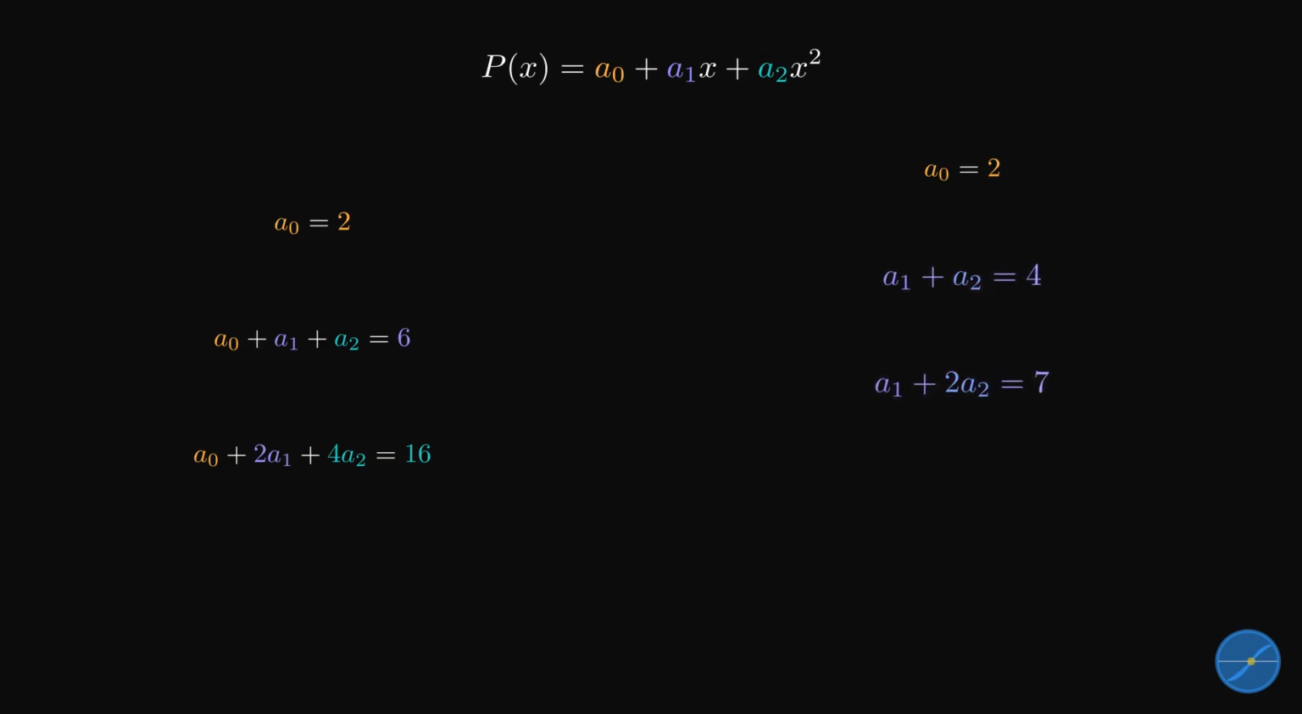Subtract the first from the second. a1 cancels, a2 equals 3. Back to a1 plus a2 equals 4. a2 is 3, so a1 equals 1. Put the three answers in order. a2 is 3, a1 is 1, a0 is 2. Check at x equals 2. 3 times 4 is 12, plus 2 plus 2, 16.